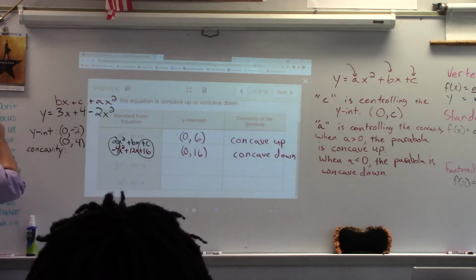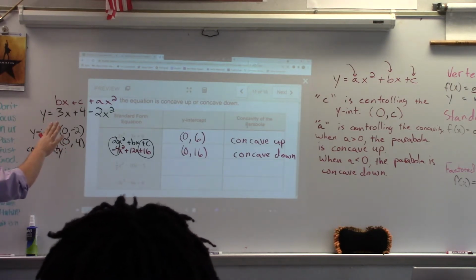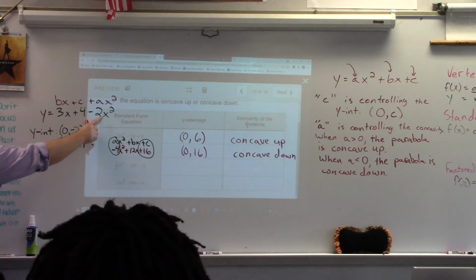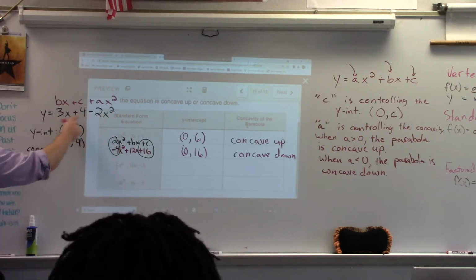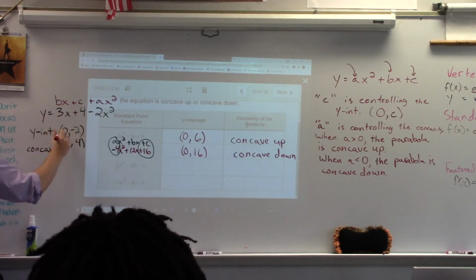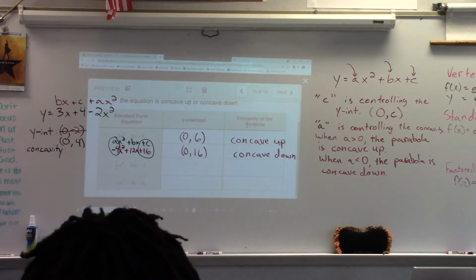So do we now think the y-intercept is 0, 4? Yes. So notice, it's not in perfect standard form, but we can still see it based on our quadratic term, our linear term, and our constant. So now, we might need to rethink it, but what do we think our concavity might be?